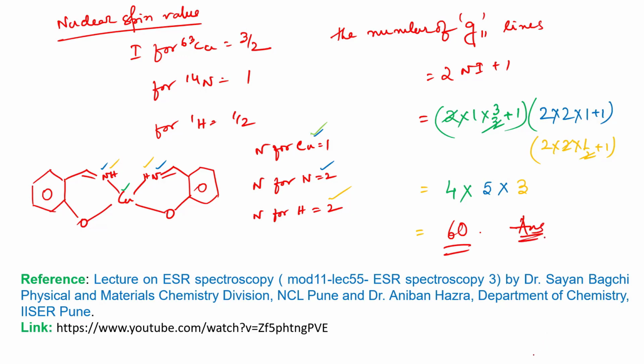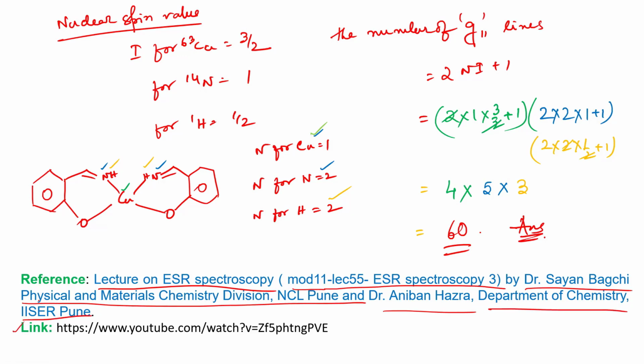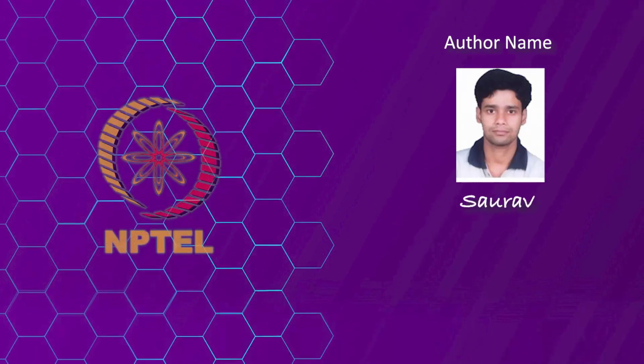This is your answer. For more elaborate discussions and numerical calculation, you can look into the lecture on ESR spectroscopy, module 11, lecture 55, ESR spectroscopy 3, by Dr. Shayan Bagchi and Dr. Anirban Hazra. Dr. Shayan Bagchi is from the Physical and Material Chemistry Division, NCL Pune, and Dr. Anirban Hazra is from the Department of Chemistry, IISER Pune. This is the YouTube link of this reference. Thank you very much.